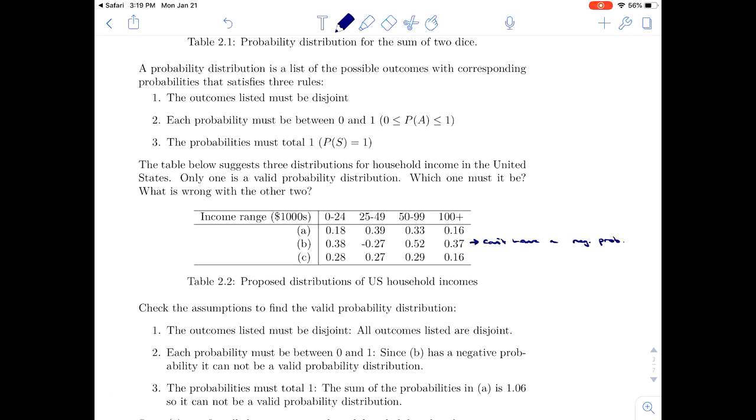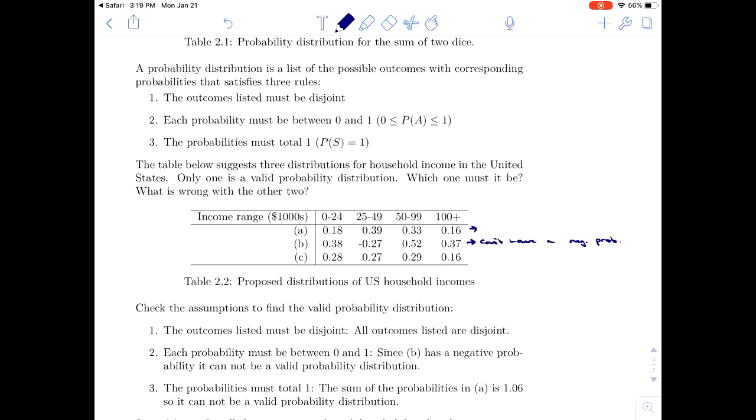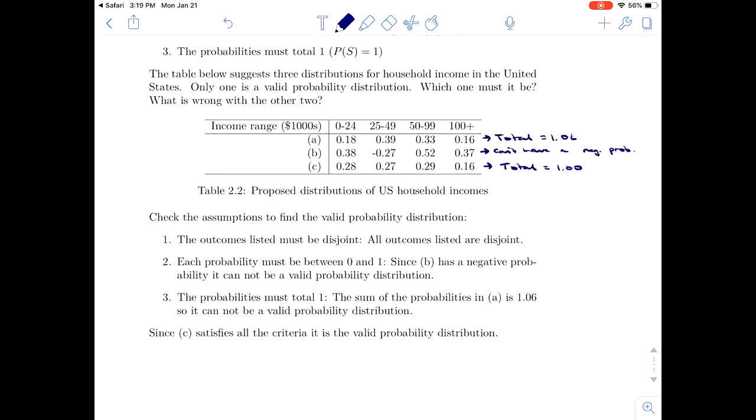And then the next one we have to check is that the sum of the probabilities across the board has to be 1. And so here, this one has a total of 1.06, and this one has a total of 1. So C satisfies all the criteria. It is the valid probability distribution.